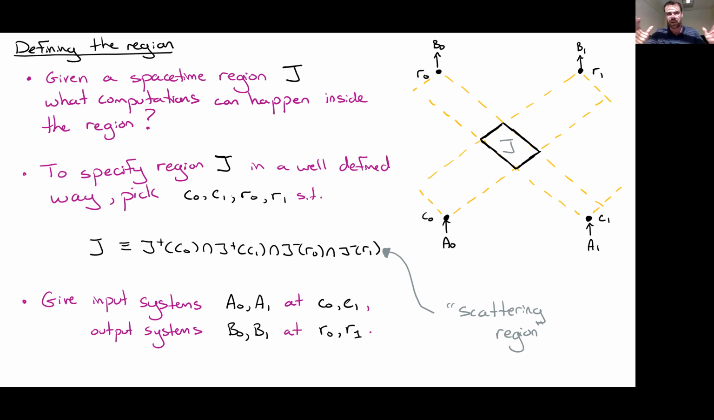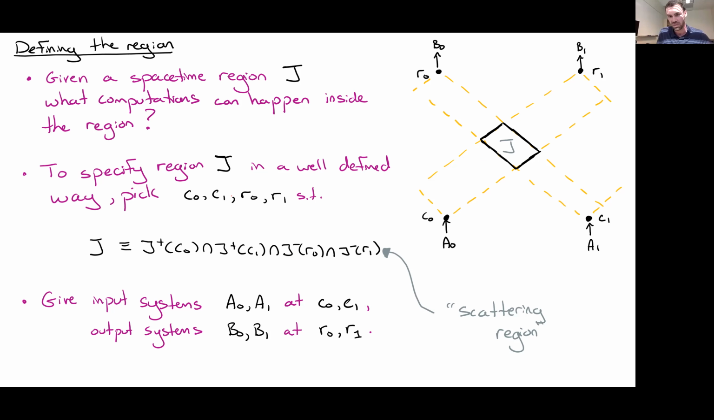Okay, so I'm going to try and address this question. To do it, we're first of all going to try and be a little bit more precise about what the question is exactly. The first step towards making this more precise is we want to be careful about how we define the region of interest. So there's some region, we're going to call it J. The computation is going to happen inside that region. I'm going to construct J in a particular way.